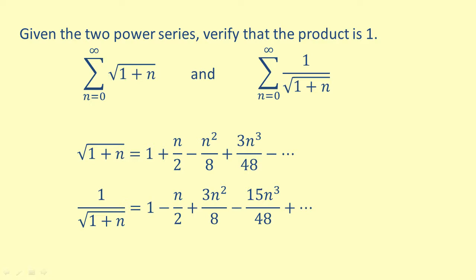We can see already that the product of these two functions is going to be 1, because the square root of 1 plus n terms would cancel, but let's verify this in a different way. We'll multiply, collect like terms, and simplify to verify the result.